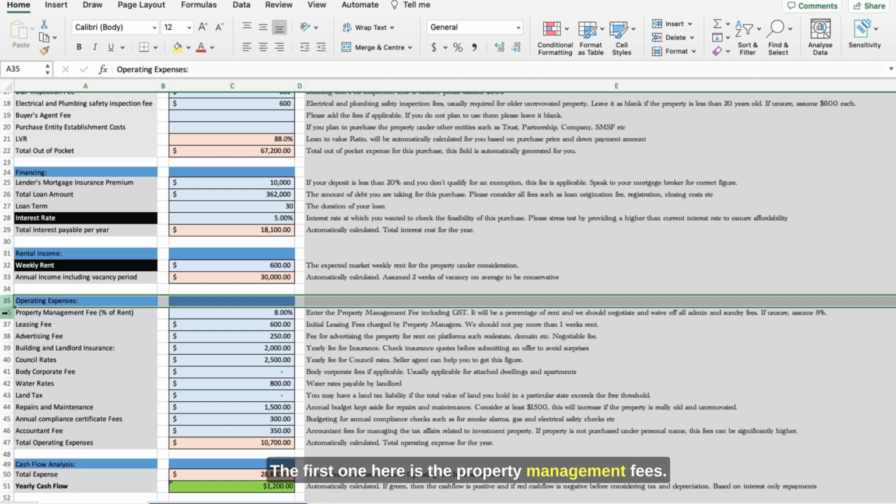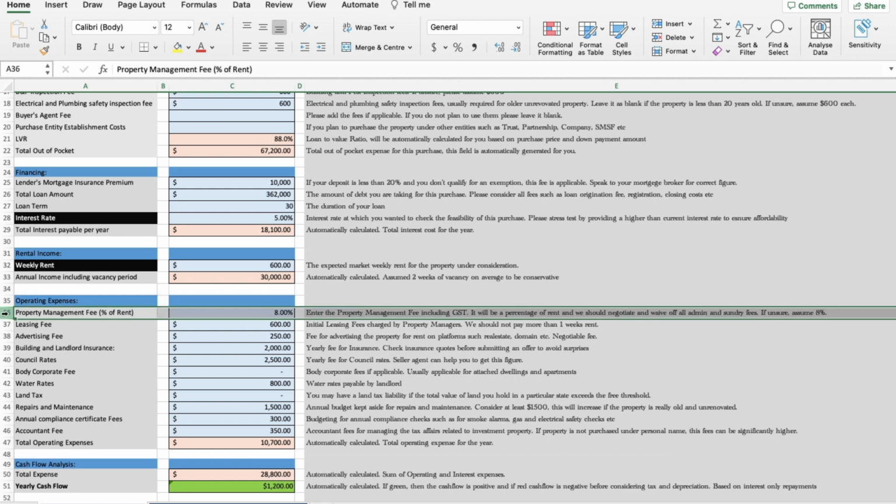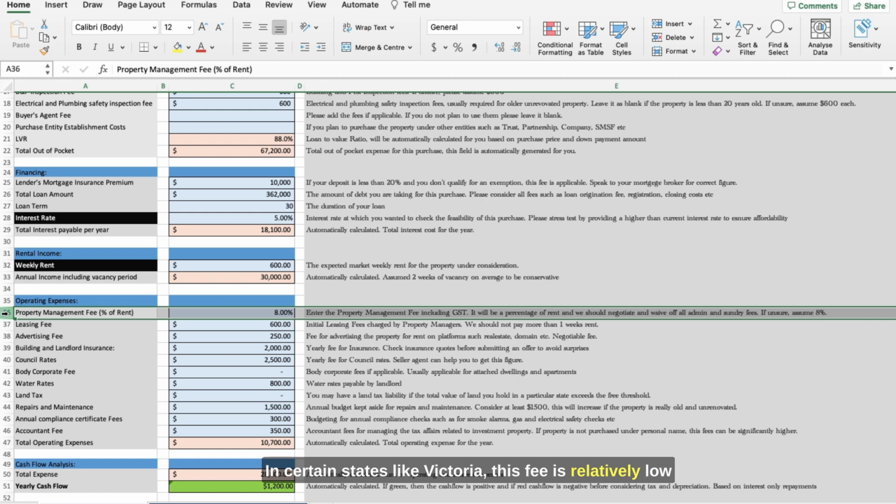The first one here is the property management fees. In certain states like Victoria, this fee is relatively low and you can find a good agent for under 6%. However, the average is around 9% in other states like Western Australia. In this illustration, I've assumed this fee as 8%, as you should be ready to invest in locations where the growth prospects are high and be a borderless investor.